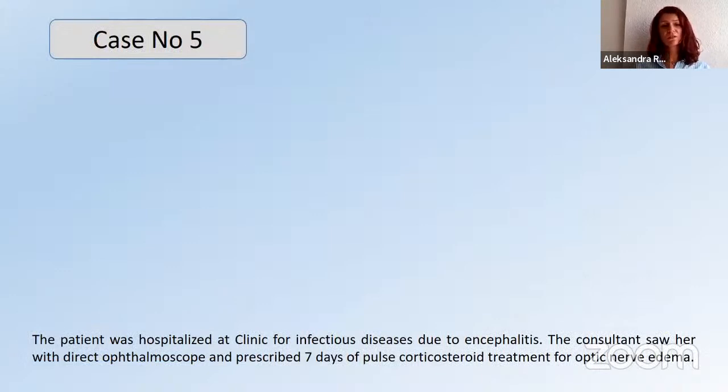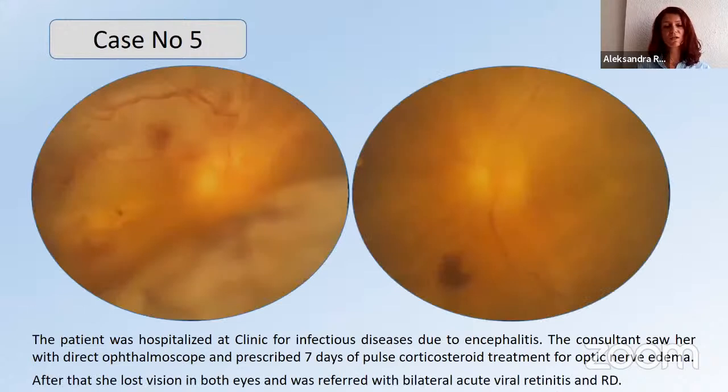This is one very severe case of a patient who was hospitalized at the Clinic for Infectious Diseases due to encephalitis. The consultant saw her with a direct ophthalmoscope because an indirect ophthalmoscope was not present, and prescribed 7 days of pulse corticosteroid treatment for optic nerve edema. After this treatment, she lost vision in both eyes and was referred with bilateral acute viral retinitis and retinal detachment. Unfortunately, there was no help for this patient. So just a note to younger doctors: when you go to consultations, always try to see as far into the periphery as you can. And if not sure, do not give pulse corticosteroid treatment.